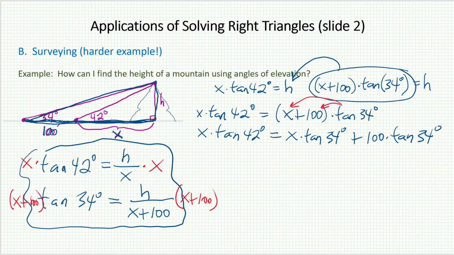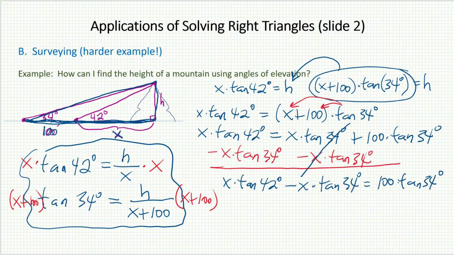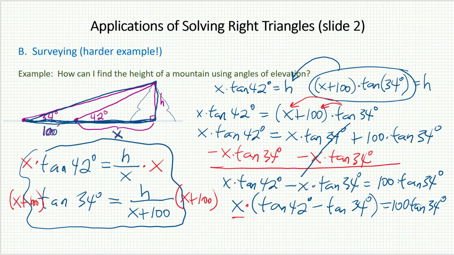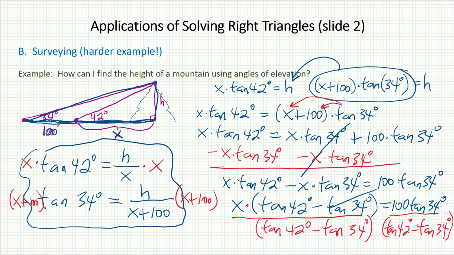If I want to solve for x, I better get all the terms that have x on the left-hand side. So I need to subtract this term and move it over to the left. And that will give me x times tangent 42 degrees minus x times tangent 34 degrees equals 100 times tangent 34 degrees. We're almost there. I need to use a trick now. I'm going to factor that x out of the left-hand side. That's kind of like reversing the distributive property. And then to get x by itself, all I have to do is divide both sides by that parentheses tan 42 minus tan 34. Well, that's it.